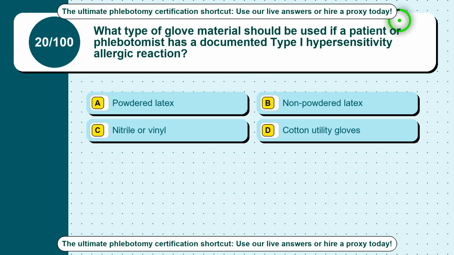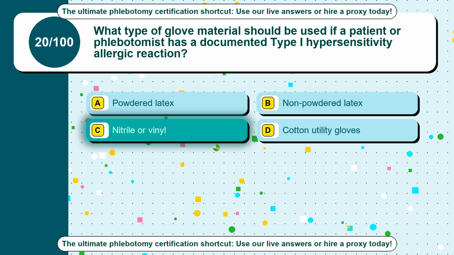Question 20. What type of glove material should be used if a patient or phlebotomist has a documented type I hypersensitivity allergic reaction? Option A, powdered latex. Option B, non-powdered latex. Option C, nitrile or vinyl. Option D, cotton utility gloves. The correct answer is option C, nitrile or vinyl.